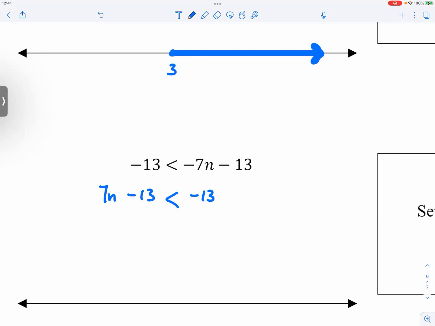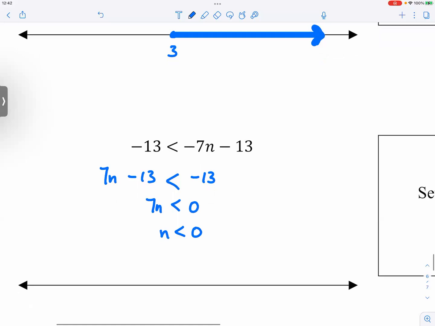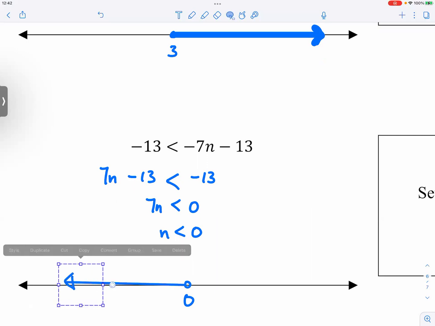And you add 13 on both sides. So you have 7n, it's less than 0. And n is less than 0. Okay, so we have a 0 right here. That's an open circle, and then we just say, all right, let's go ahead and everything to the left of it.